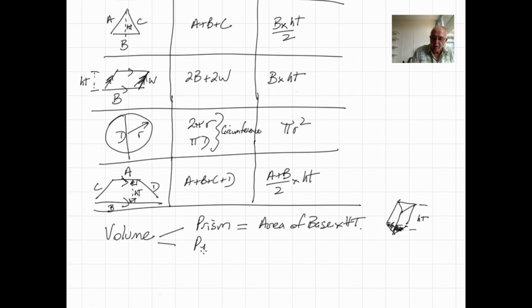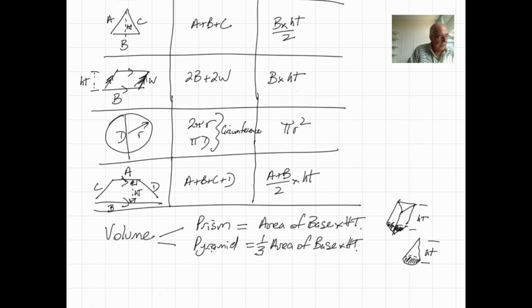If you've got a pyramid, we use that again, but we just multiply by a factor of a third. So if we had a circular base that all went to a point, commonly called a cone, we find the area of the base, which will be the area of that circle, and then multiply by the perpendicular height and put a factor of 1/3 at the front.